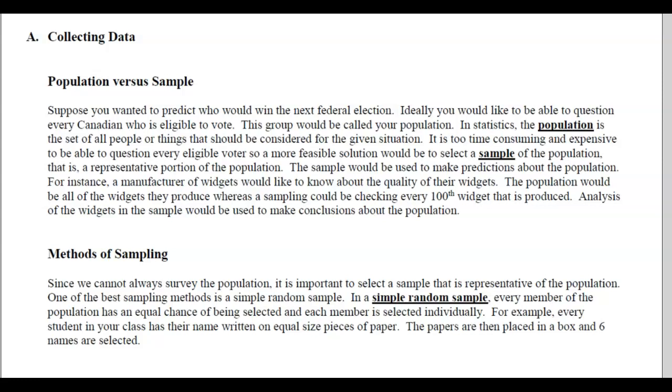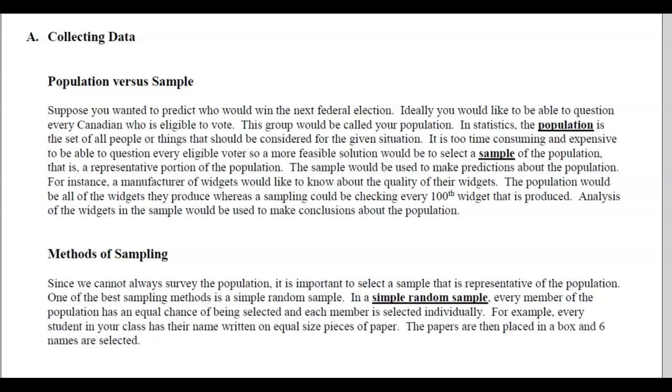In statistics, the population is a set of all people or things that should be considered for the whole situation. Okay, what do you want to generalize about? It's too time-consuming and expensive to question every eligible voter. So a more feasible solution is to select a sample of the population that is a representative portion. So collecting that sample and the way that you do that is really important.